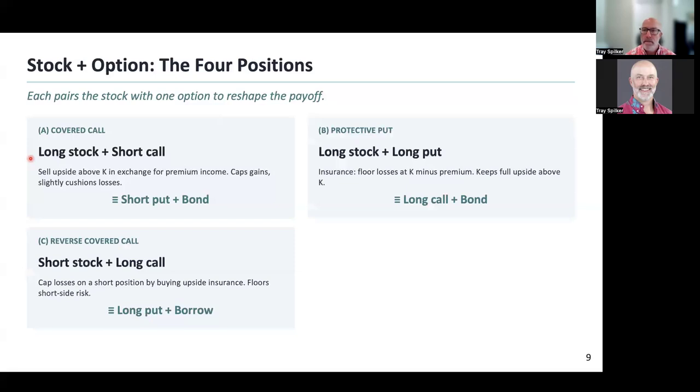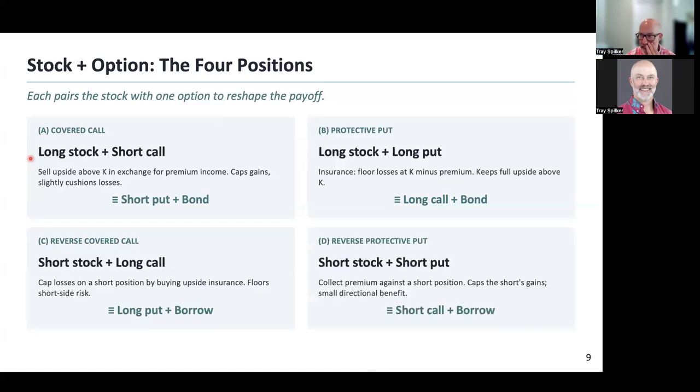Then strategy C here is a reverse covered call, which is exactly what it sounds like. It's a short stock position and a long call position. This is an idea where essentially you're shorting the stock, so you're taking a bearish bet. But in case you're wrong, you buy some protection in case stock prices go up. So you buy a call to do that.